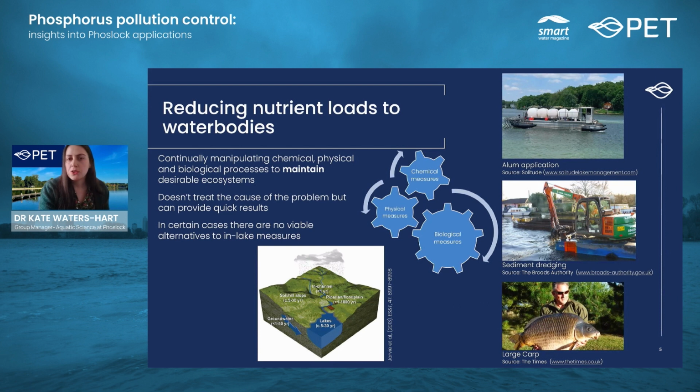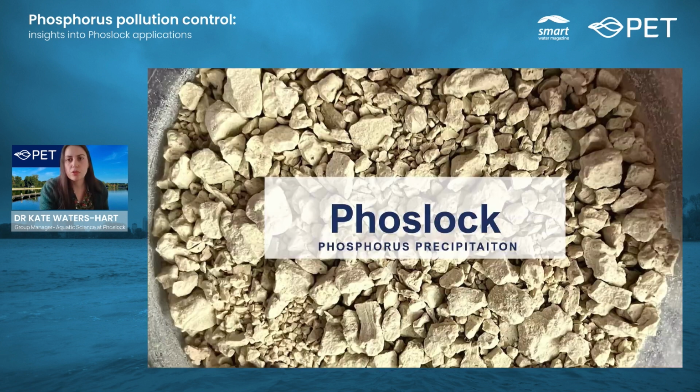Similarly, for iron, if your water body does go anoxic in spring and summer months, any phosphate bound to the iron will then be released. And this is where I'd like to introduce Phoslock for those of you that don't know much about it.